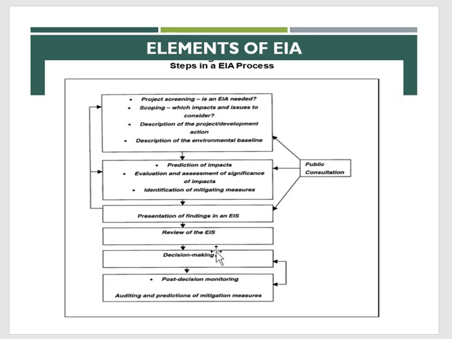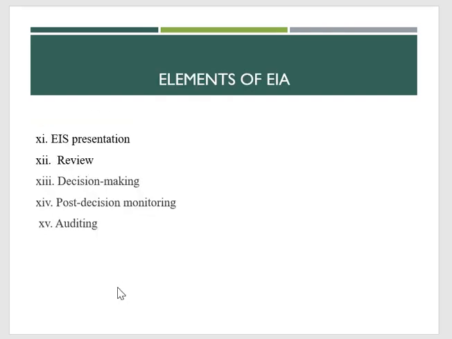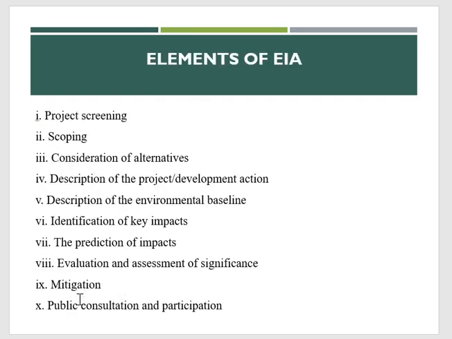Now, these are the elements of EIA. There are nearly 15 steps. So we'll see one by one. The first step is project screening. This involves the application of EIA to those projects that may have significant environmental impacts.